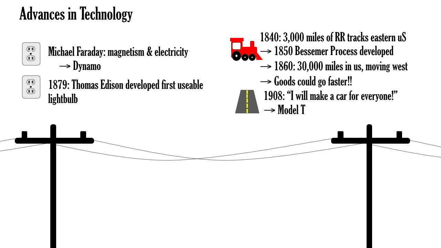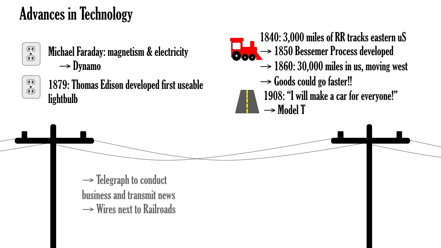The final piece of technology that we'll discuss will be in the area of communication. Communication was often written and then mailed. This was time consuming and you'd be reading about an event that happened weeks ago. With Samuel Morse and the telegraph, messages could be sent across telegraph lines. People used this to conduct business and transmit news. Wires were set up next to railroads as they stretched from coast to coast.